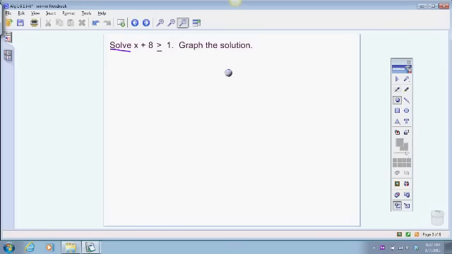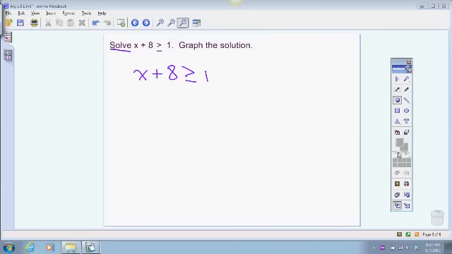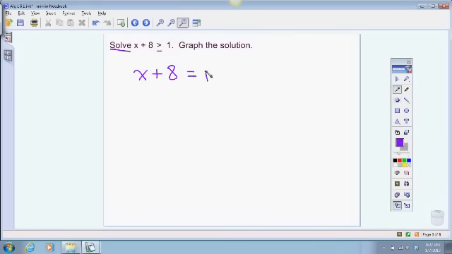So, when we want to solve x plus 8 is greater than or equal to 1, treat it just like x plus 8 equals 1. If you had a problem like this, it should be a pretty simple equation for you to solve. What are we solving for? X. What do we need to get rid of? 8. It's plus 8. How do we get rid of it? Well, we minus 8 from each side.